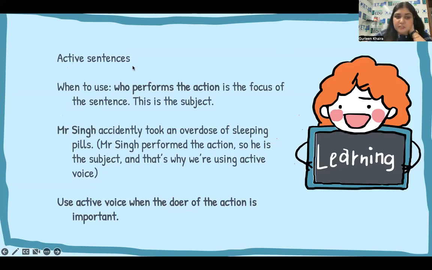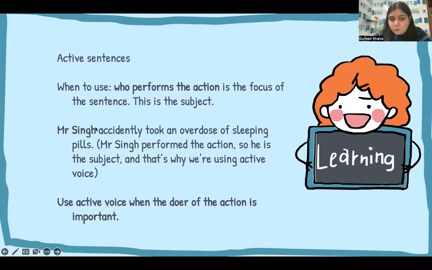Where do we use active voice? When we want to draw attention to who performs the action. That's the focus of the sentence, and that is our subject. There's an example that we should read together. Mr. Singh accidentally took an overdose of sleeping pills.